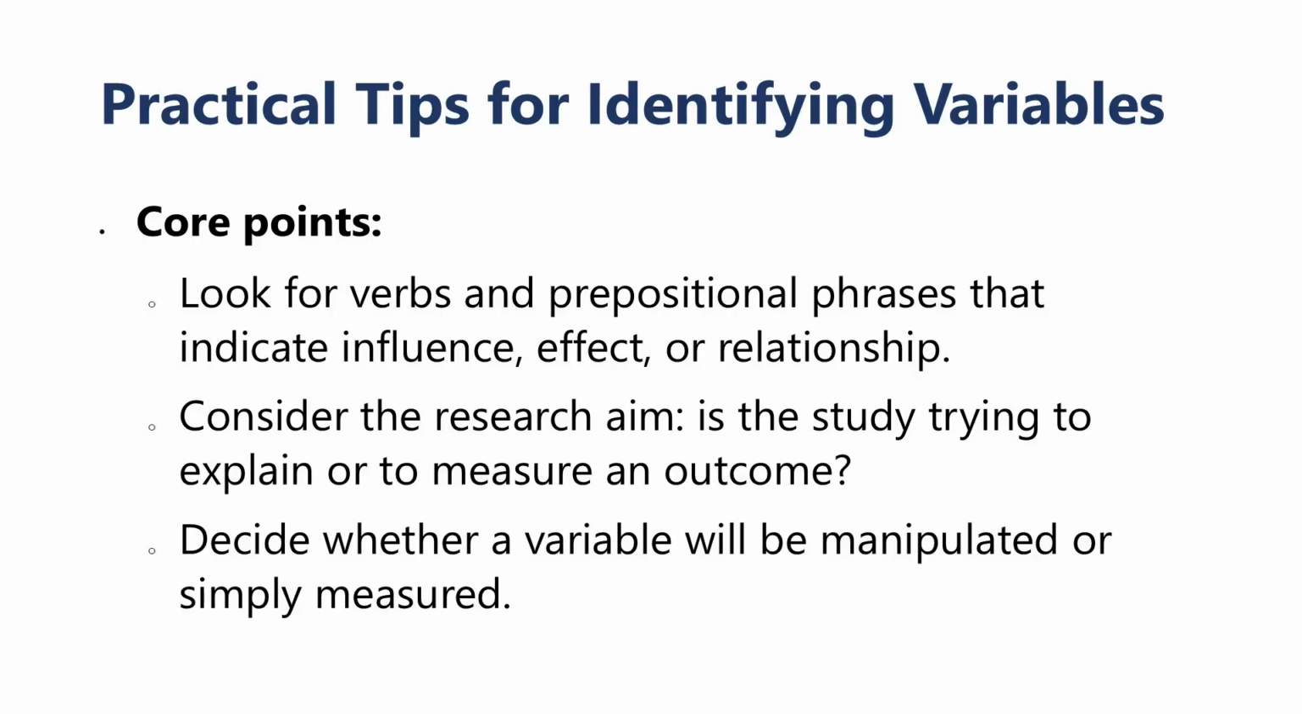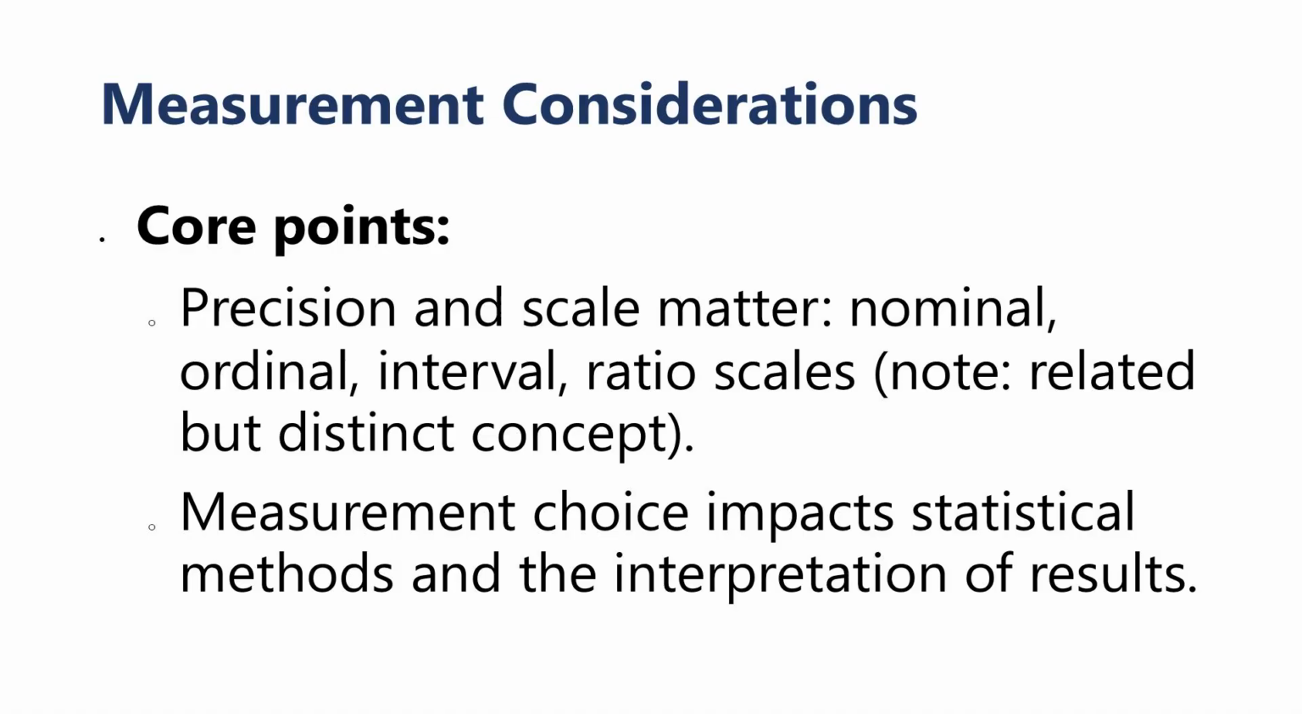To identify variables, look for verbs and phrases indicating influence or relationship, consider the research aim, and decide if a variable will be manipulated or measured. Precision and scale matter in measurement, impacting statistical methods and result interpretation. Consider nominal, ordinal, interval, and ratio scales.